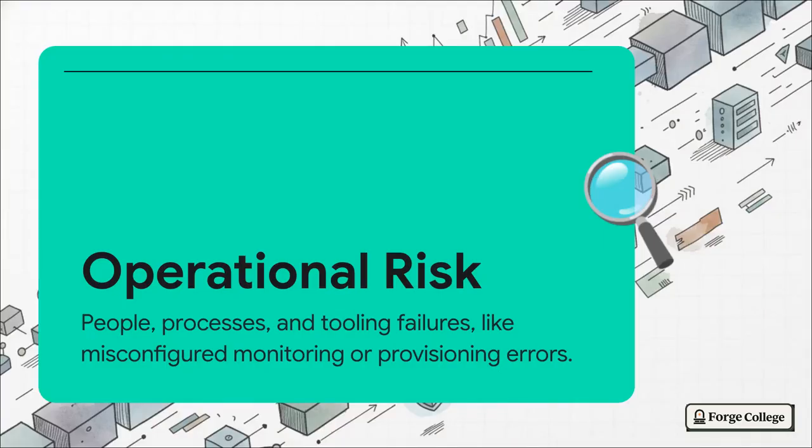Let's start with operational risk. This one is really all about people, processes, and tooling failures. It's the human element. Think about things like misconfigured monitoring or node provisioning errors during a rapid scale-up. It's kind of like accidentally creating a split-brain scenario on your network just because someone had a little too much coffee and typed the absolute wrong configuration parameter into the command line. Hey, it happens, but we've got a plan for it.